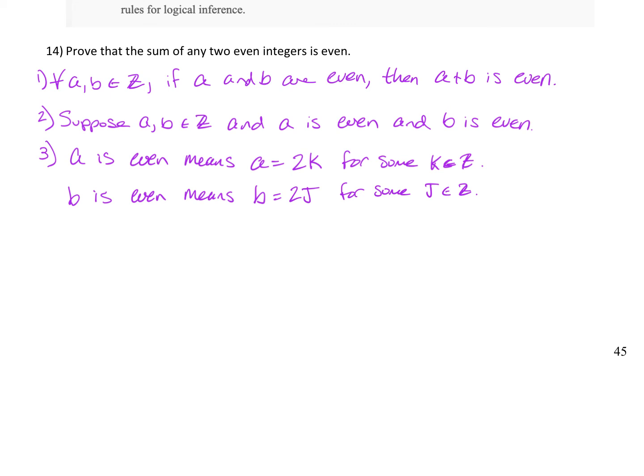It's possible that K and J are the same, but we're just saying that A is even and B is even, and they're not necessarily the same even number. Okay, so we've used those definitions of even. We can say, thus, A plus B by substitution is 2K plus 2J. And then we could factor out a 2 from each of those terms. So 2 times K plus J.